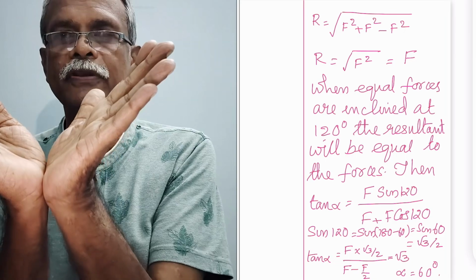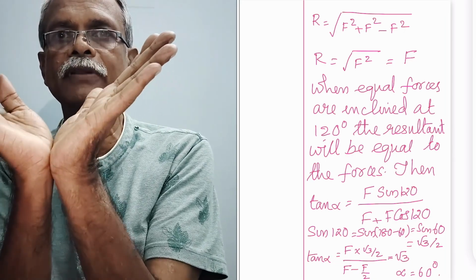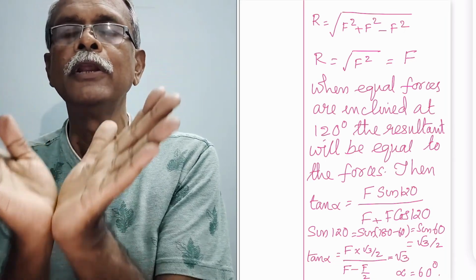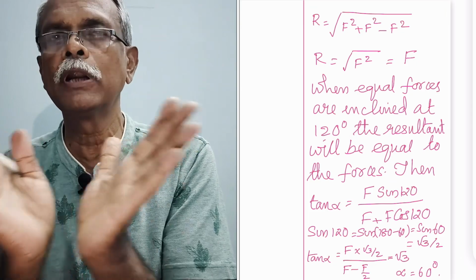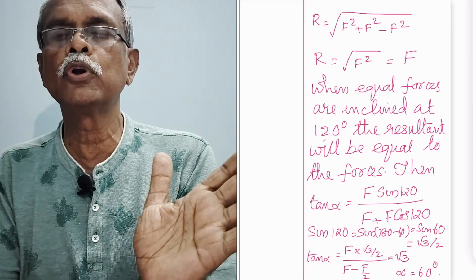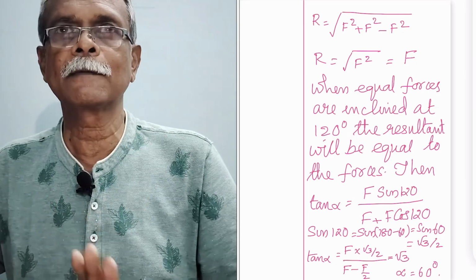If the two forces, equal forces or equal vectors are inclined at 120 degree, to calculate the resultant we don't need to do anything, that will be same as the value of the vector.